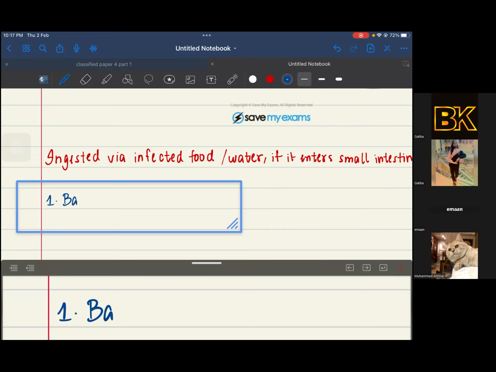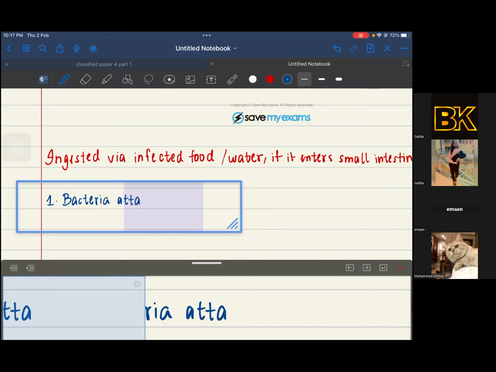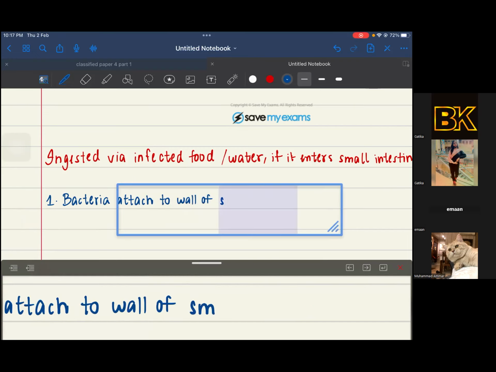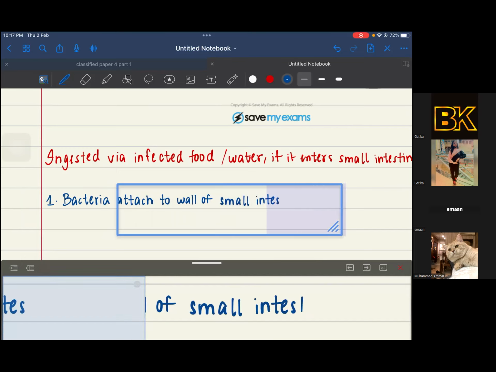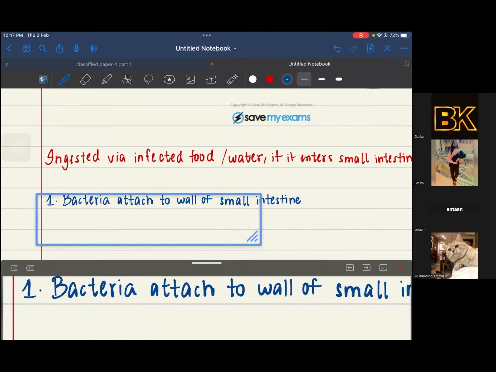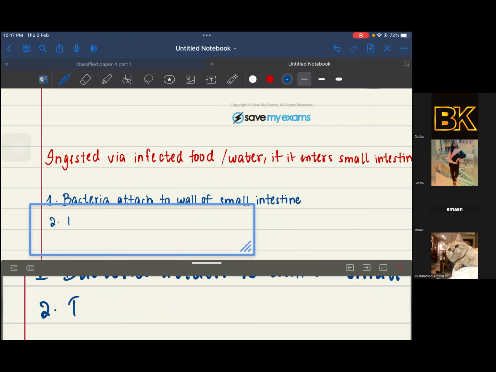bacteria attach to the wall of small intestine. Okay. Number two, they produce a toxin.